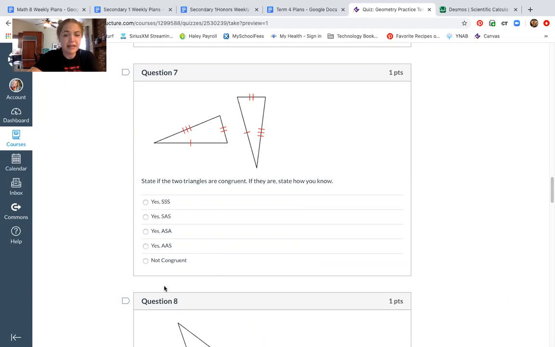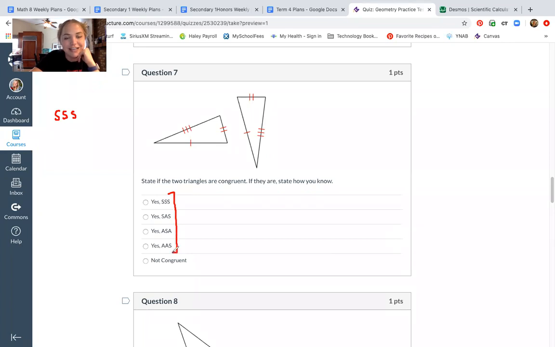So I'll get us started. The first one that we are allowed to use is SSS for side, side, side. Wake up, ninth graders, and type in some other ones that we're allowed to use. Side, side, side totally works. What other ones are we allowed to use? Thank you. Whoever said they're all listed there.